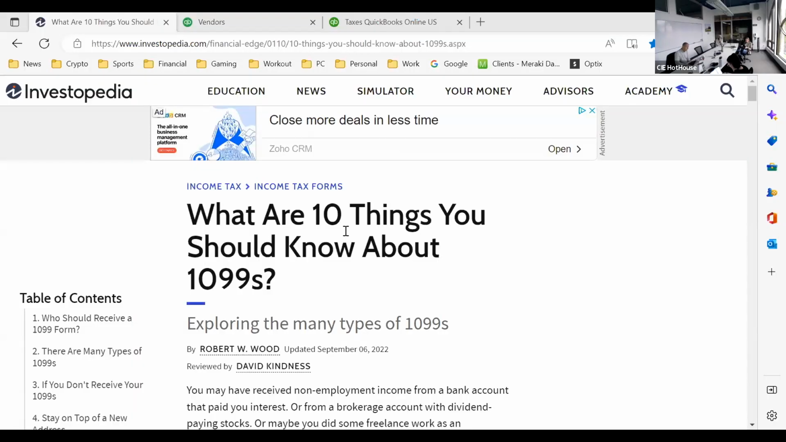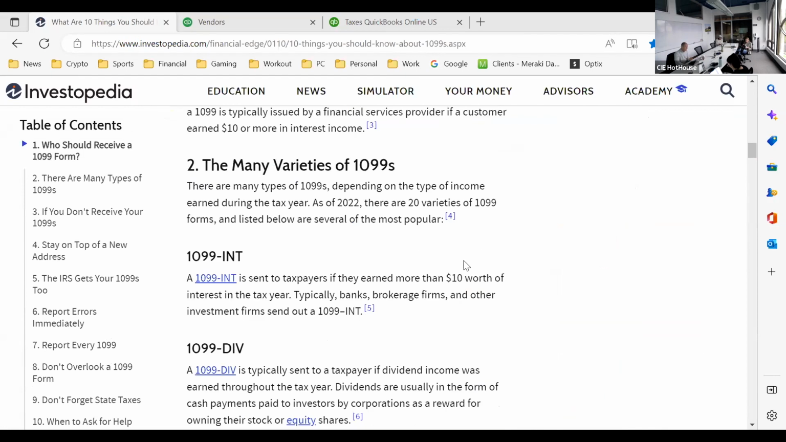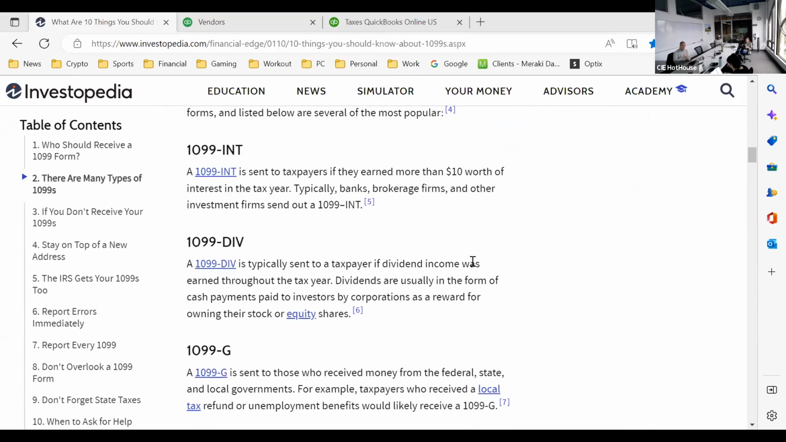So 1099 INTs, 1099 miscellaneous, so on and so forth. I'm not going to do a deep dive into every single level of the different types of 1099s. Just a real high level overview. I'm a big Investopedia fan from a resource perspective, just if anybody wants to know. Again, it will be provided in the links. So let's go through this real quickly before we dive back into QuickBooks.